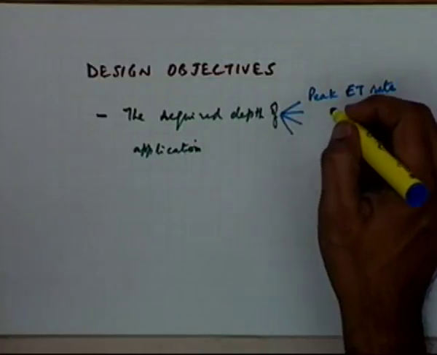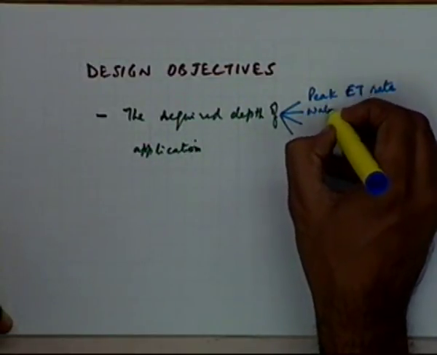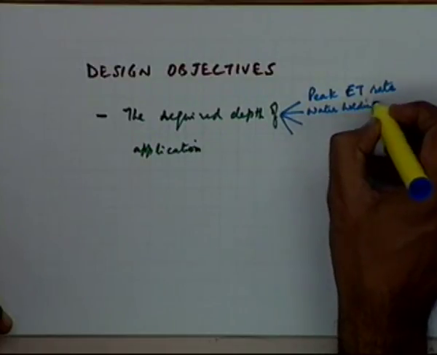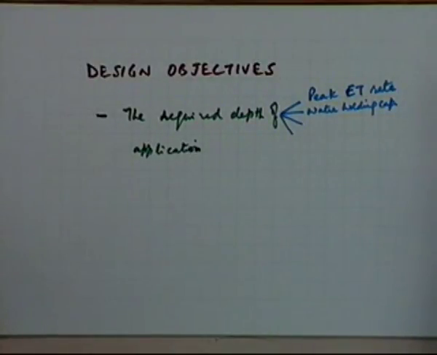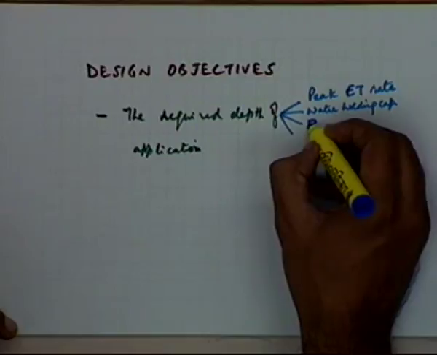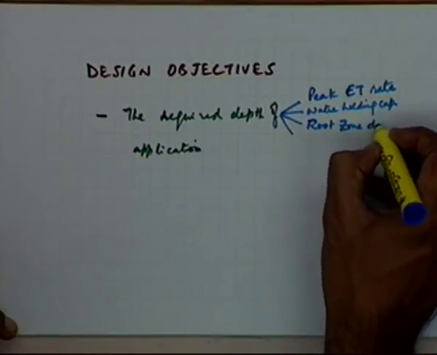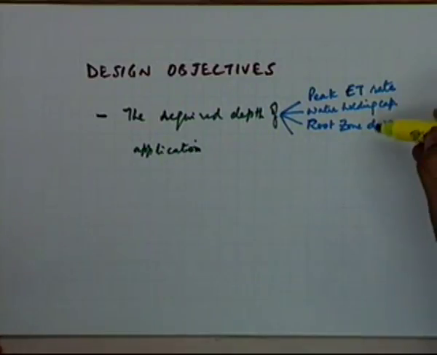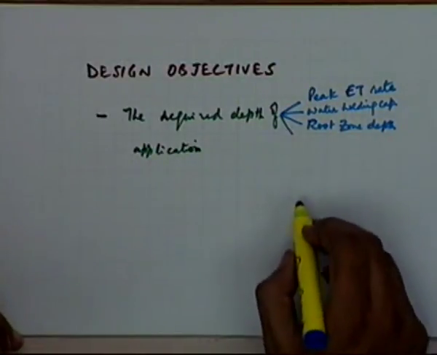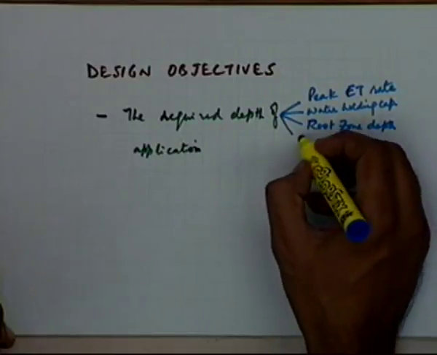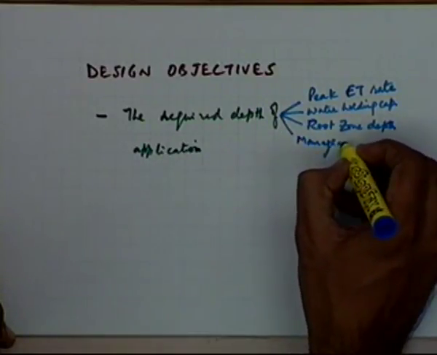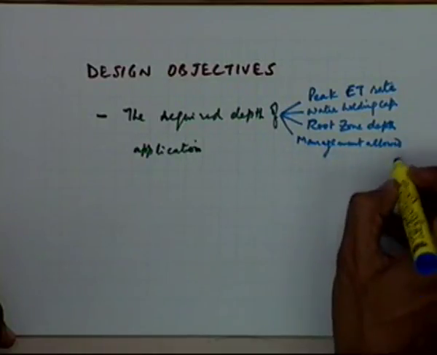It will also be dependent on the water holding capacity of the soil and the root zone depth. These two put together, the extent of the soil profile which is providing moisture to the crop and the water holding capacity, will decide the available moisture. And then the management allowed depletion.